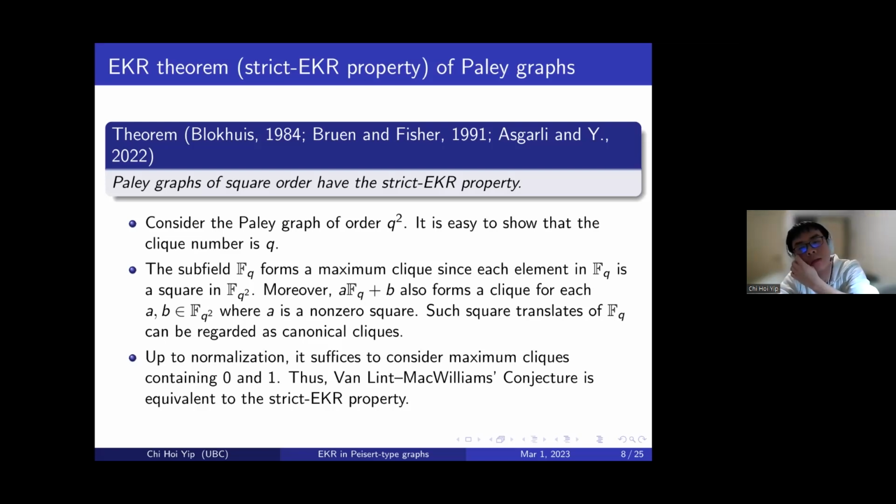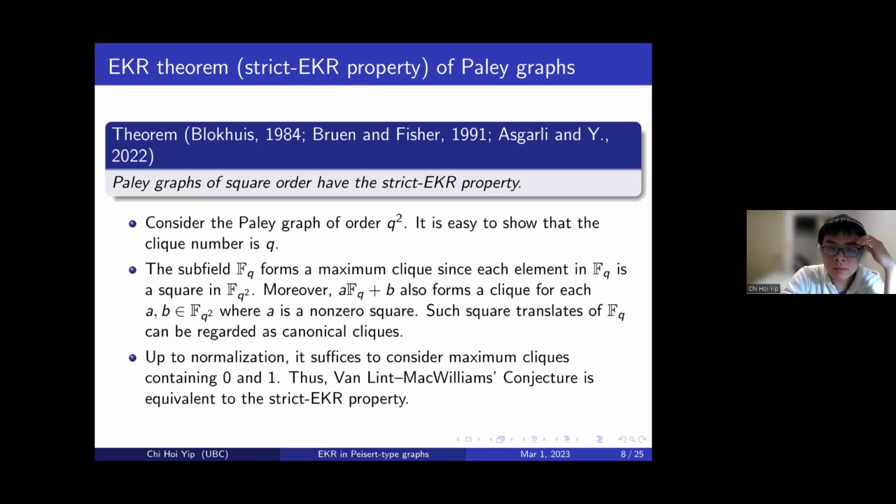So this all leads to the definition of canonical cliques, where we define the square translates of FQ as canonical cliques, because there are no other obvious constructions of maximum cliques. And then in the Williams-McWilliams conjecture, we are just interested in the maximum clique containing 0 and 1. If we normalize this, we can always get FQ if we want 0 and 1 in the clique. So that means the Williams-McWilliams conjecture is equivalent to the EKR theorem of Paley graphs if we define canonical cliques in this way.